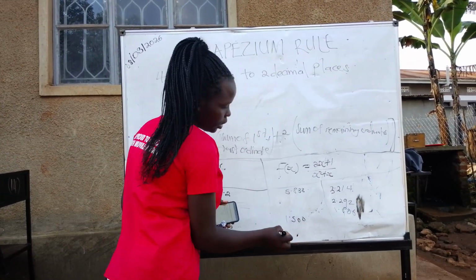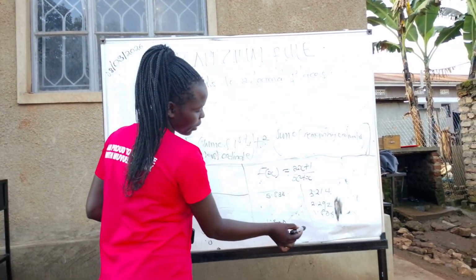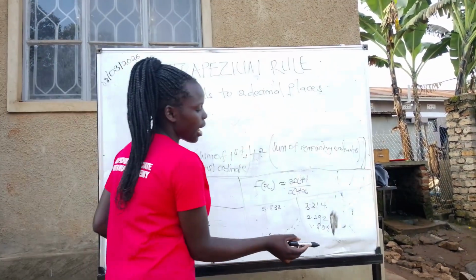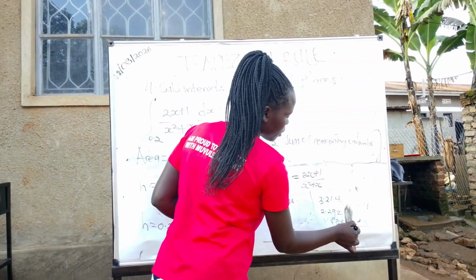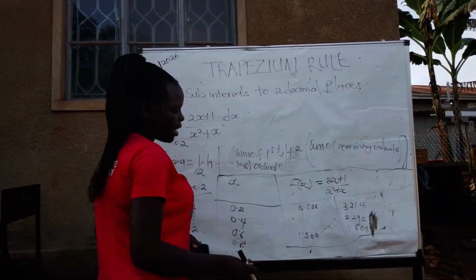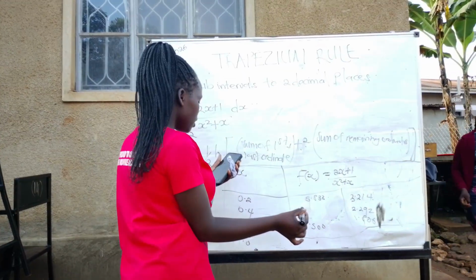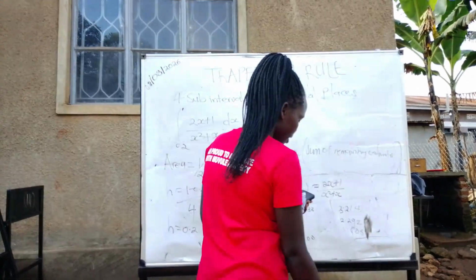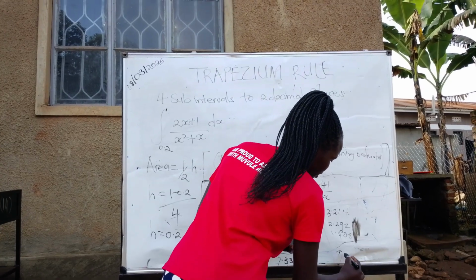Then after, we are going to get the sum of the first plus the last ordinate and the sum of the remaining ordinates. The sum of the first plus the last ordinate is 7.333. The sum of the remaining ordinates is 7.312.